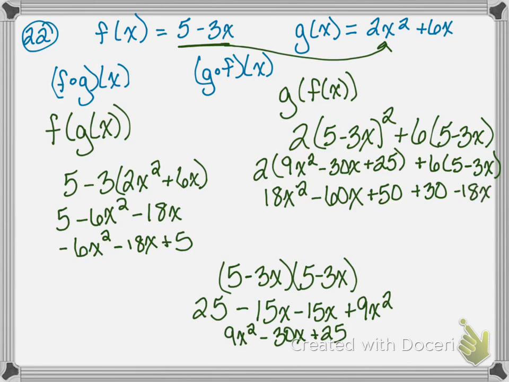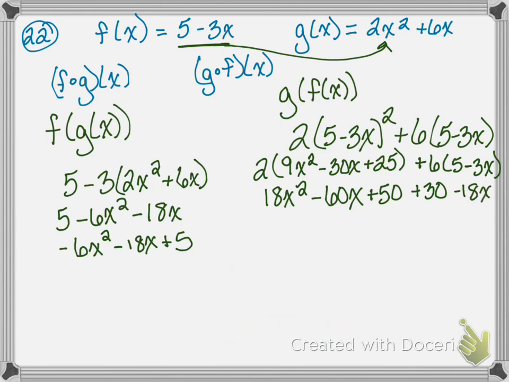Okay? Now I'm combining like terms. So I keep my 18x squared because there's no other x squared. Then I have negative 60x and negative 18x. That gives me negative 78x. Then I have 50 plus 30, which gives me 80. So g composed of f of x is 18x squared minus 78x plus 80.